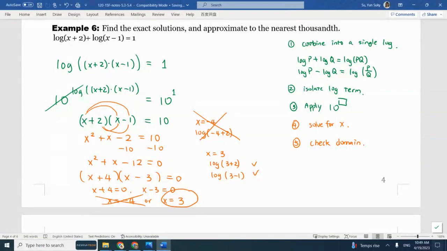For exponential function, you don't need to check. The domain for exponential function is all real numbers. It's the log. Remember the functions with domain restrictions: the square roots, the fractions, and the log. That's why when you solve equations involving square roots, fractions, and the log, you need to check the domain.